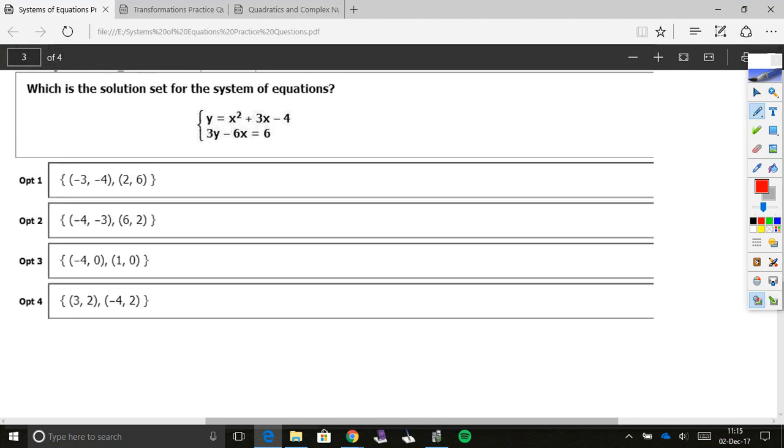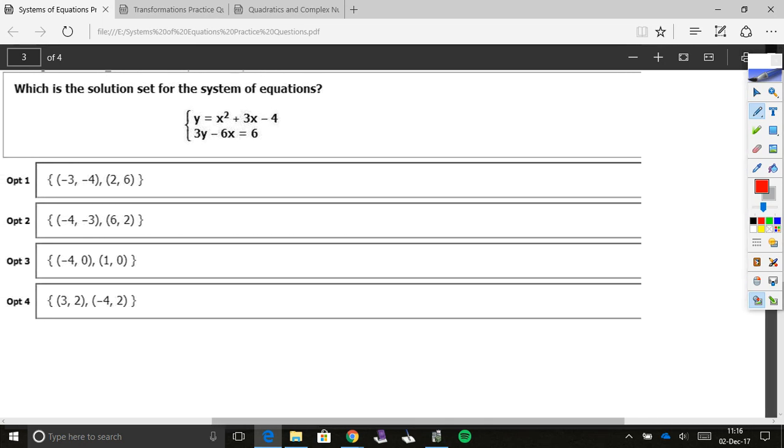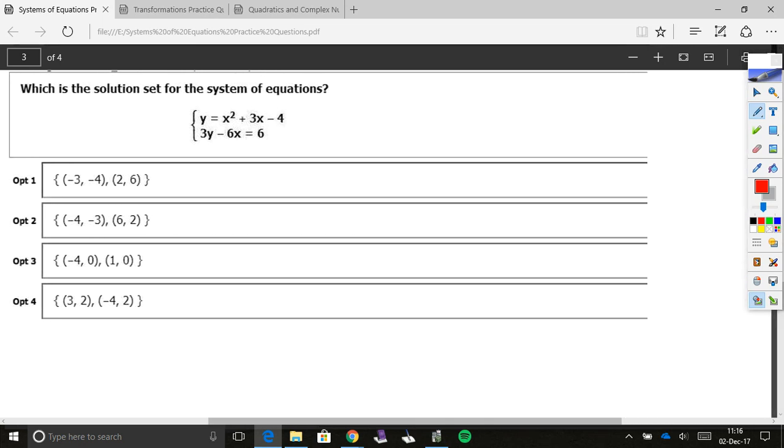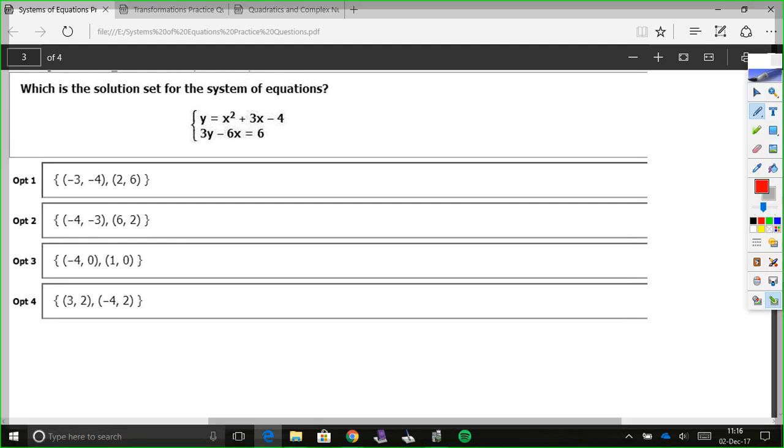This is exactly the same process, so let's do this together, except the setup's a little bit different because we need to get that second equation in slope-intercept form to make this easier for ourselves. So our second equation here is 3y minus 6x equals 6.